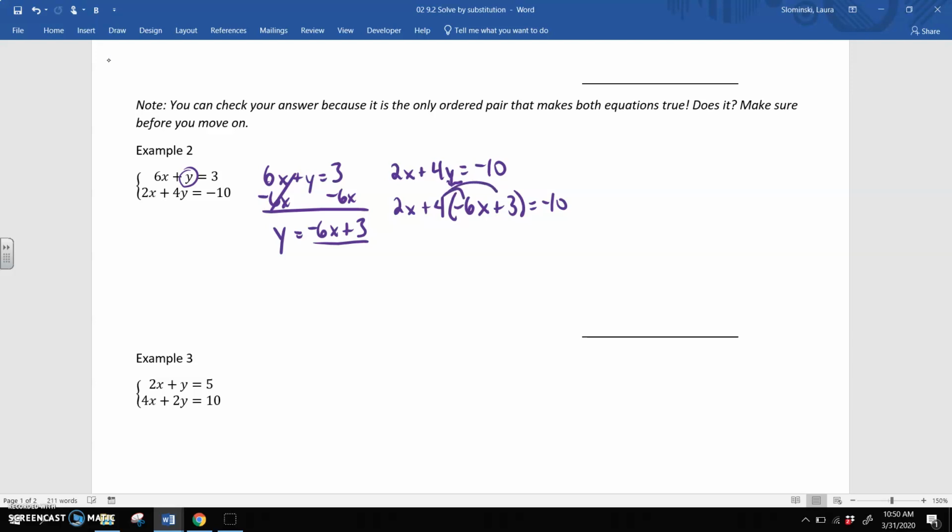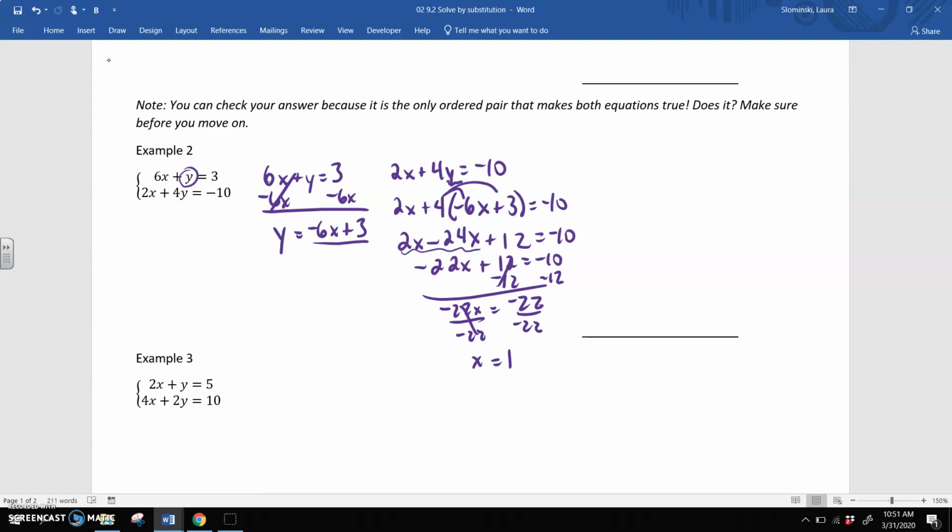Order of operations, first I need to deal with my parentheses. So I need to make sure I distribute the 4 to both the negative 6 and the 3. Combine like terms. 2x minus 24x is negative 22x. Plus 12 equals negative 10, and now I get the x by itself. So I subtract 12 from both sides. Negative 22x equals negative 22, divide by negative 22. So I should get x equals positive 1.